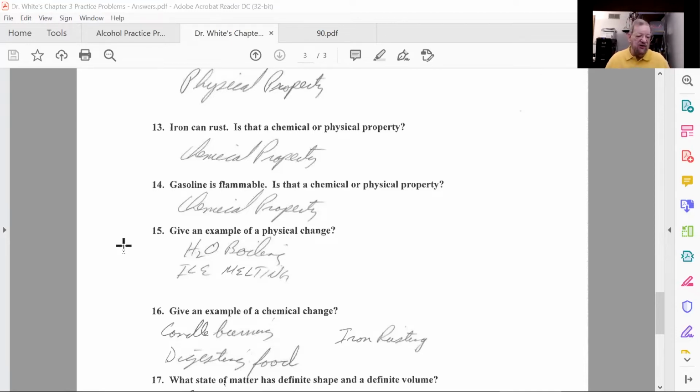All right, you should know how to give an example of a physical change. A physical change is when you have a change of state. Water boiling, ice melting. In a physical change, the chemical or substance you're looking at does not change its chemical identity.